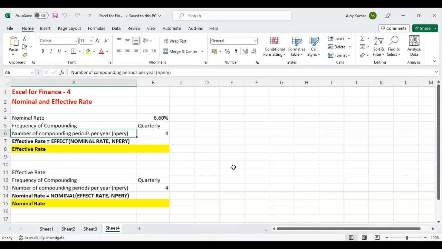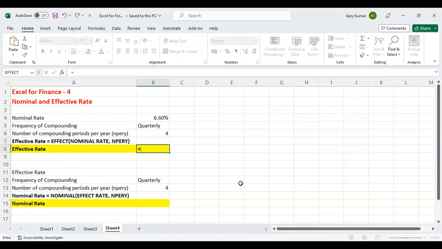Now, how do you get the effective rate? There's a function in Excel for effective rate, which is EFFECT, bracket open, nominal rate, comma, NPERY, which is number of periods per annum, per year. Let us do that formula. I'm going to show you. Is equal to EFFECT, bracket open. It will ask me for nominal rate. I'll just click on the nominal rate, comma, NPERY is number of periods in a year. Number of periods in a year is 4. I just close the bracket and press enter.